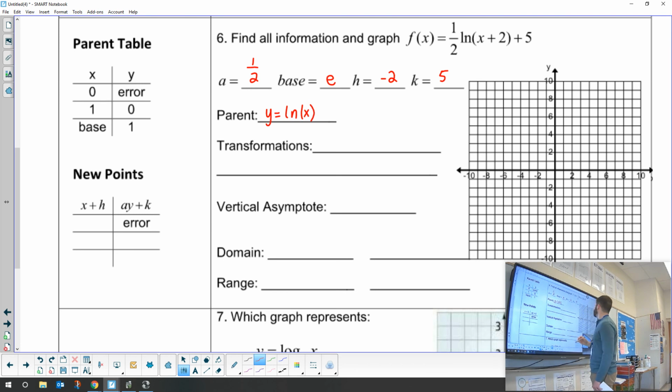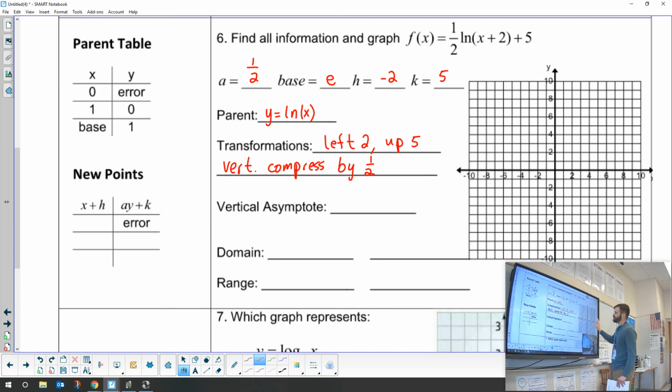Okay, so my transformations are going to be that we're going to go to the left 2, we're going to go up 5, and we're going to have a vertical, since this is a fraction, it's going to be a vertical compress by 1/2. Okay? So think about our graph. We're not flipping it, but we're going to go to the left 2, up 5, and have a vertical compress by 1/2. All right, my vertical asymptote, remember that's just x equals whatever my h is, and my h is negative 2.